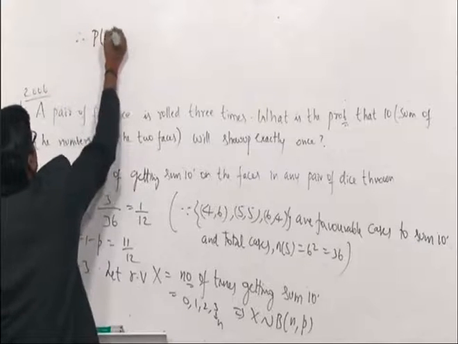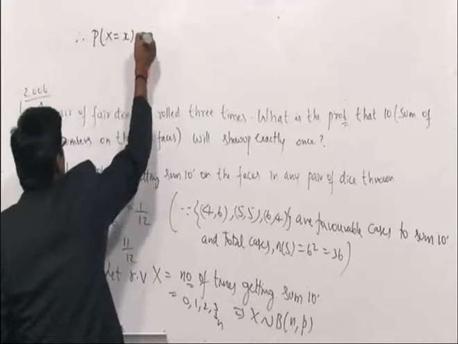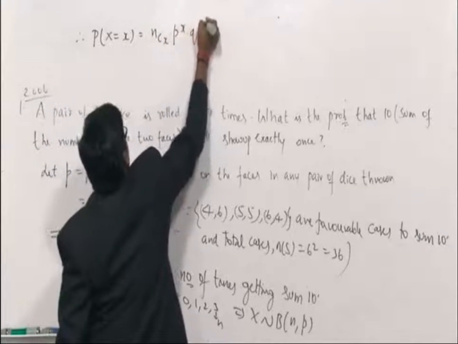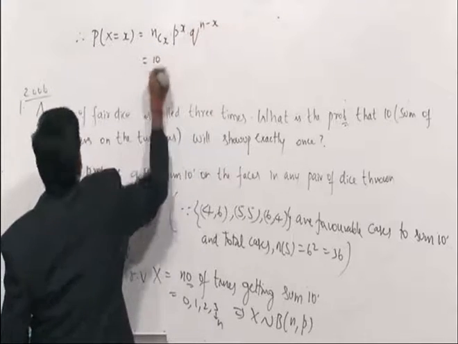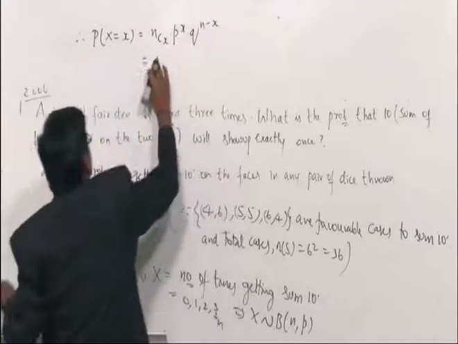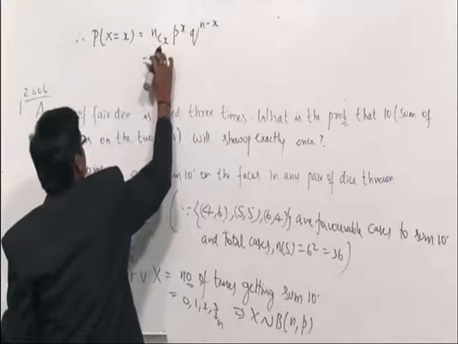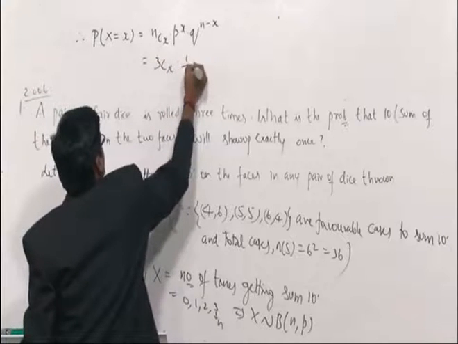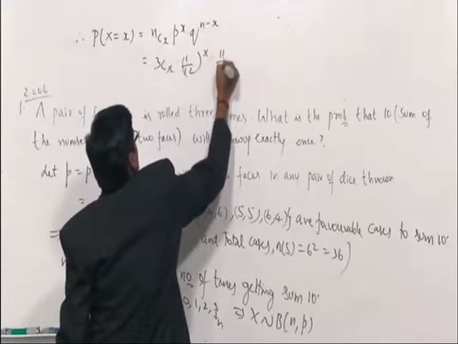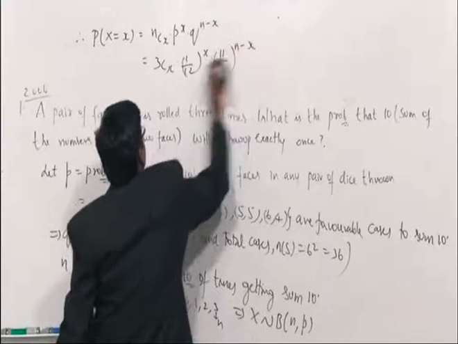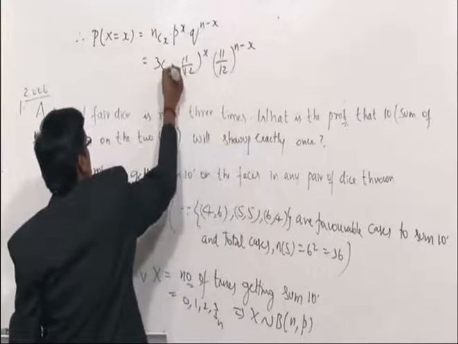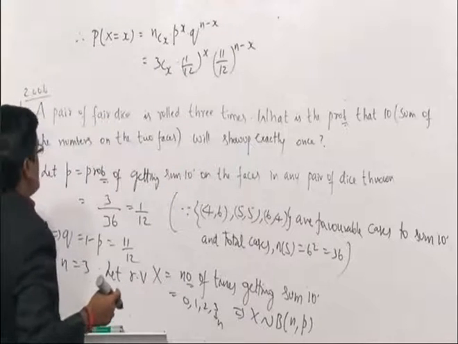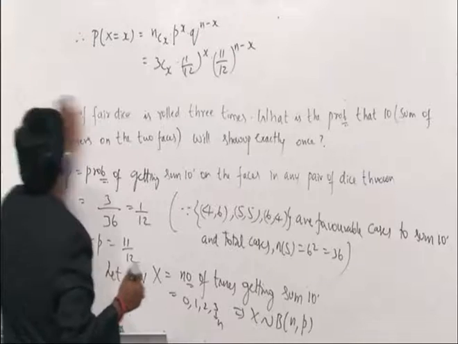Therefore, P of X is equal to x. Its probability mass function is nCx p power x q power n minus x. That is 3Cx, p is 1 by 12, q is 11 by 12, raised to n minus x. Now what does the question require? What is the probability that the sum of the numbers on the 2 dice shows 10 exactly once?